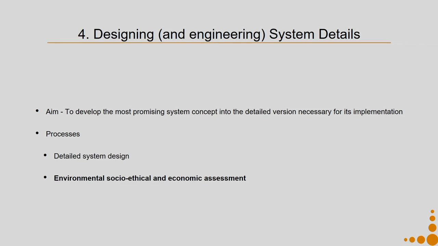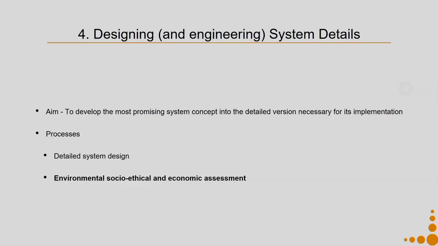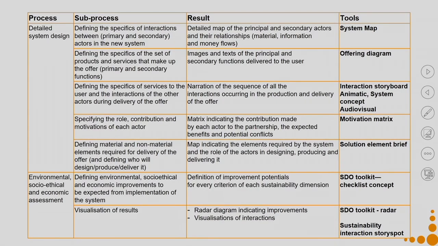We repeat the assessment part again because after the whole system has been designed in detail and is ready to be implemented, I need to do a final check of the environmental, socio-ethical and economic assessment. You can use the same SDO toolkit on which you were developing your concept, and you can make changes, if any, from your previous assessment stage. So how do we do it? There are two processes: detailed system design, and then environmental, socio-ethical and economic assessment.